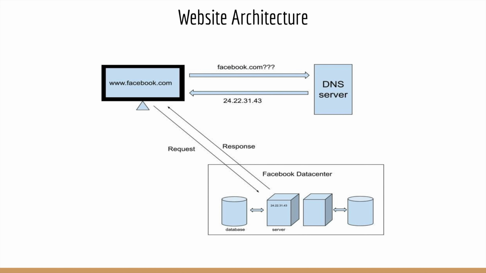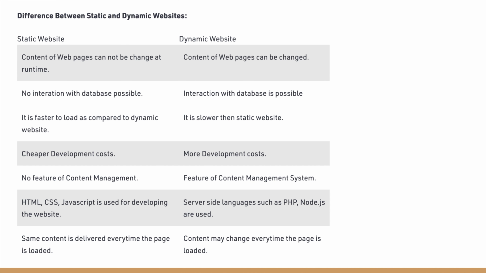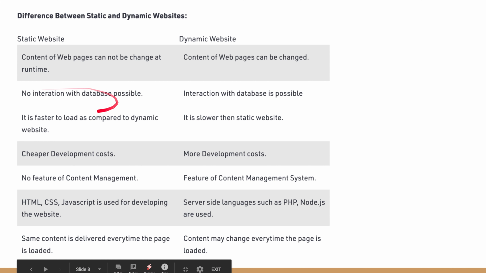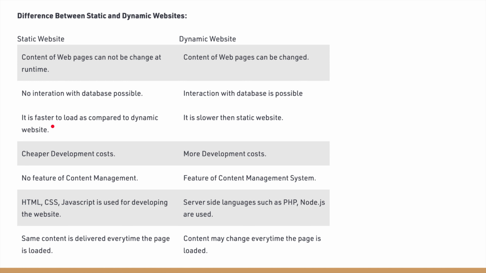In static websites, the content is the same, so why should we interact with the database? That's what he was saying. So no interaction with the database on one side, and interaction with the database possible on the other. If you're not talking with the database, it will obviously be faster, and obviously the other is slower. There is cheaper development cost, because you need not add database specialists and SQL queries. Of course, the other has more development cost. There is no content management feature, because the content is the same for everyone, so you need not manage it. A dynamic website should have a content management system because you manage the content.